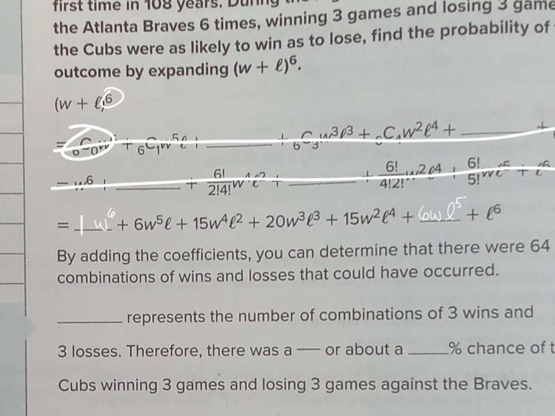Okay, so they tell you right here, by adding the coefficients, you can determine that there were 64 different ways that this 6-game series could come out. Because there's 1 way plus 6 ways plus 15 ways plus 20 ways plus 15 ways plus 6 ways plus 1 way. Okay, so that's the 64. And so then what number represents the number of combinations of 3 wins and 3 losses? 20.